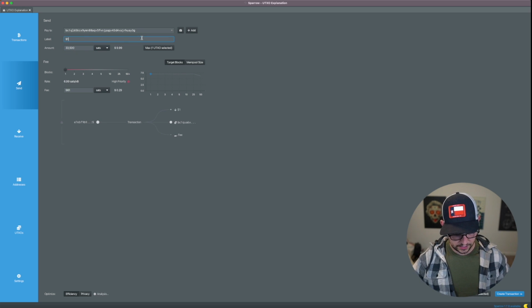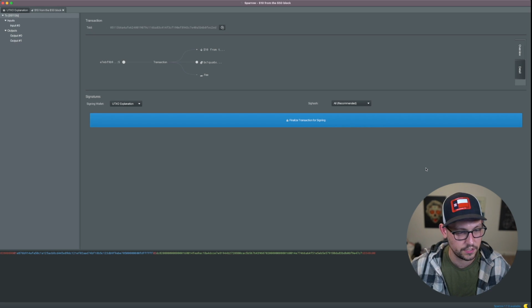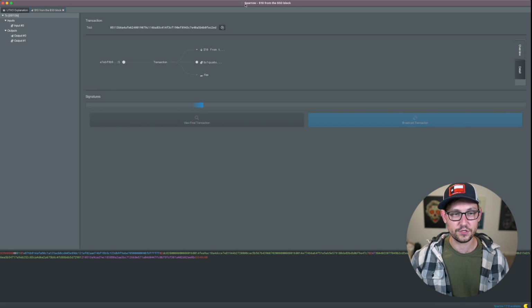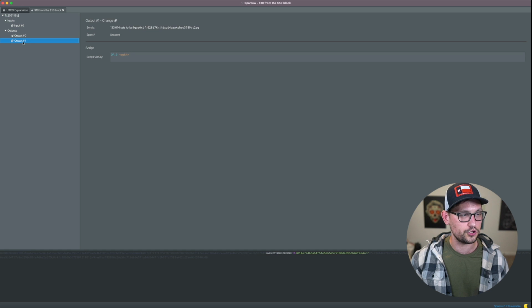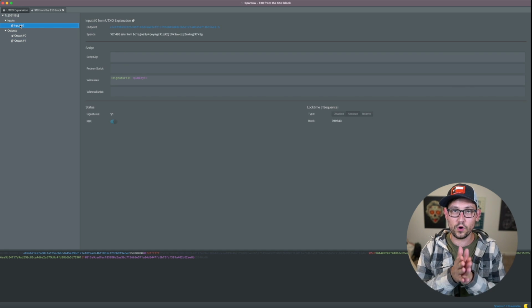And we'll call this $10 from the $50 block. We'll click on create transaction, and then we'll go ahead and send this off. And so what we can see here from this transaction that we just created is that over here on the right side of the screen, there's one input and then there are two outputs. The input is that one UTXO, that $50 UTXO that we sent over to Sparrow Wallet from Coinbase.